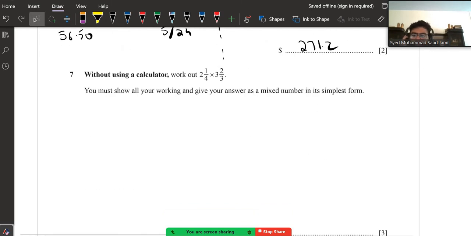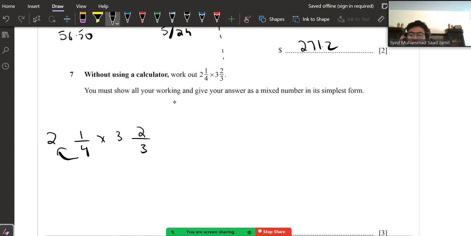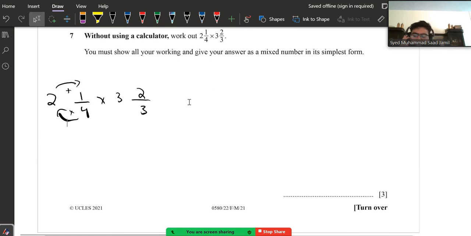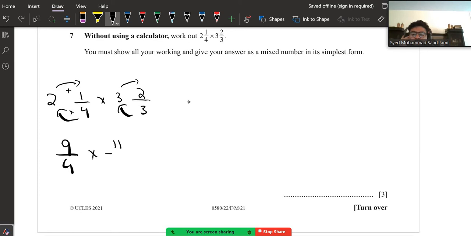Moving on to question number 7. It says work without using a calculator. So simply 2 whole 1 upon 4 multiply by 3 whole 2 upon 3. 4 2s are 8 and plus 1. So you multiply 4 with 2, you get 8, and 8 plus 1 is basically 9. So you get 9 upon 4 multiply by 3 3s are 9, 9 plus 2 is 11. You get 11 upon 3. Then you just simplify 3 1s are 3, 3 3s are 9. So 3 times 11 is 33 and 33 upon 4.